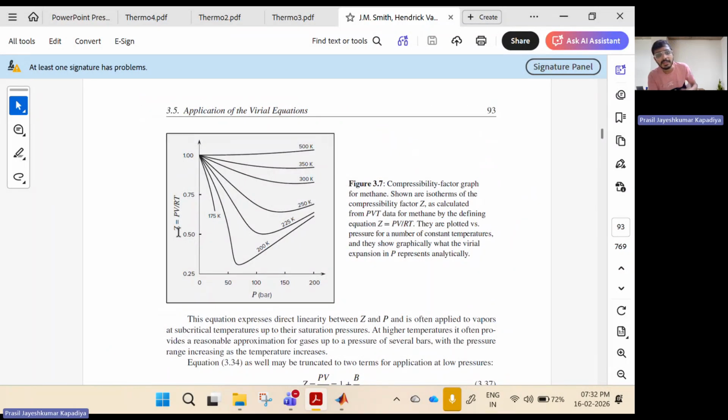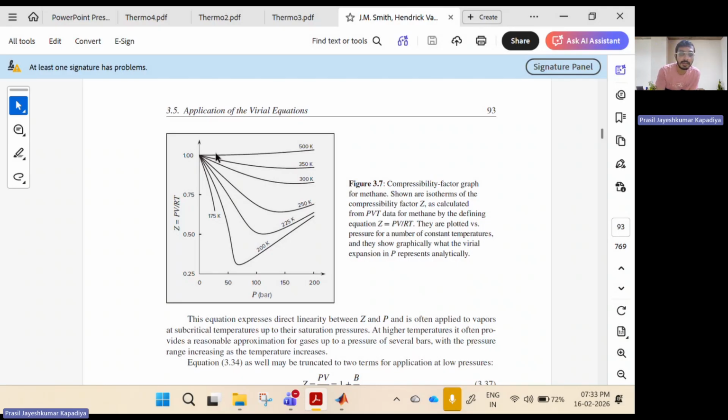Yeah, so see my Z versus P chart. When my gas is behaving ideally, when my Z is equal to 1, Z is equal to 1 at very low pressures. Is it at low temperature? No. 200, 225, 250, 300, 350. It is very high, 500 Kelvin. It is not exactly 1, but it is more or less near to 1.